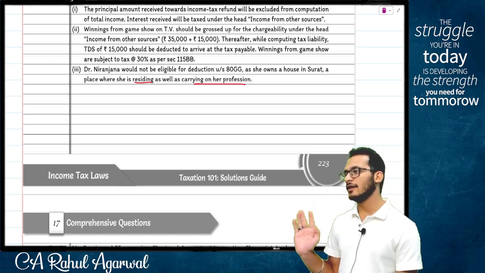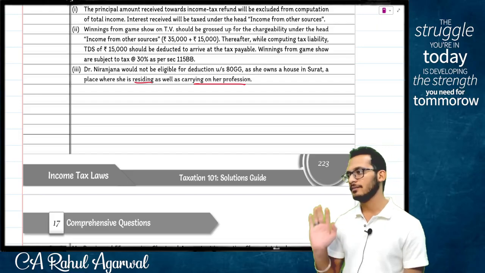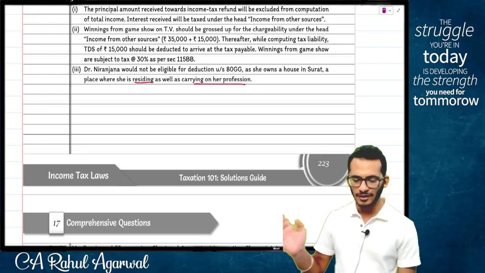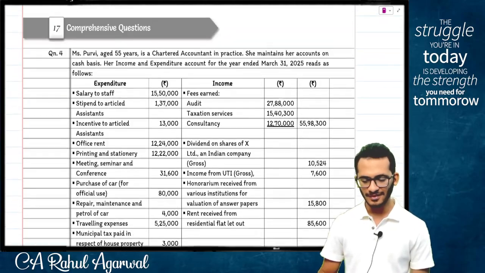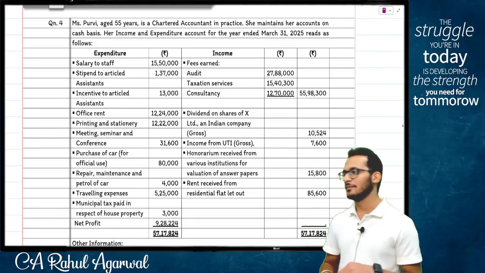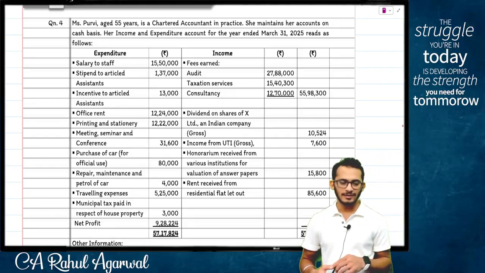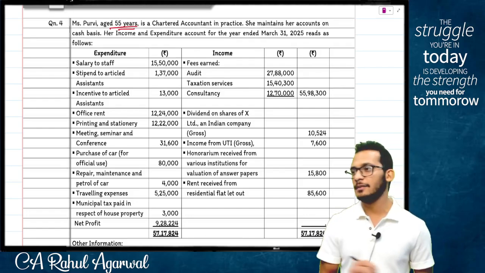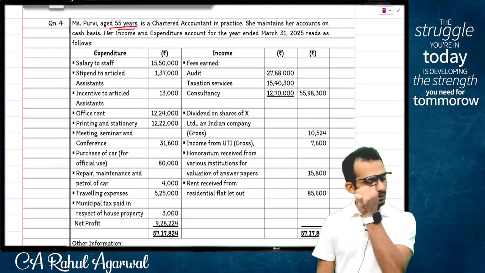The more time you spend on a compulsory question, you will leave every other paper off. You will not be able to complete a paper. You would have realized it from mock number 3. I don't have to tell you that. Question number 4. It says Mrs. Purvi is aged 55 years and is a chartered accountant in practice. People, age is 55, normal citizen, good for me.